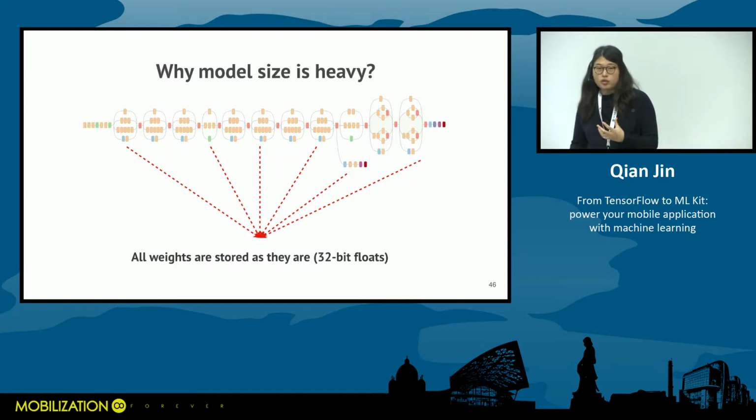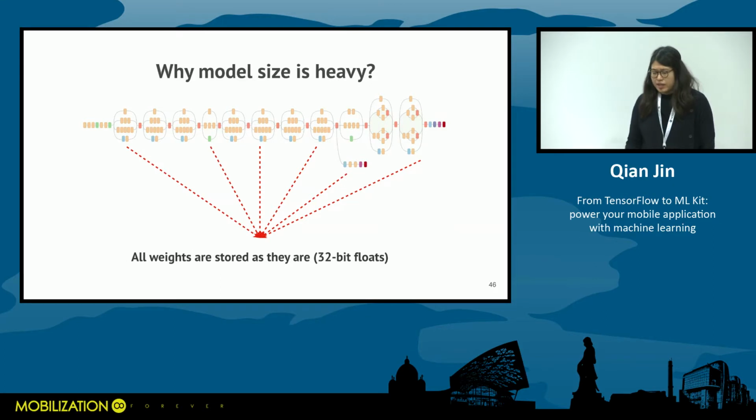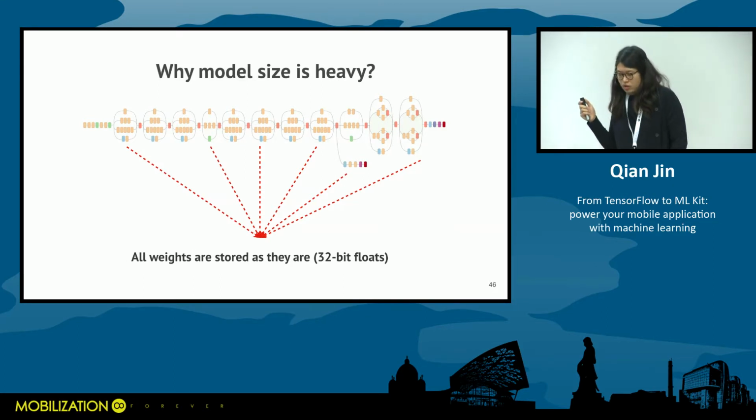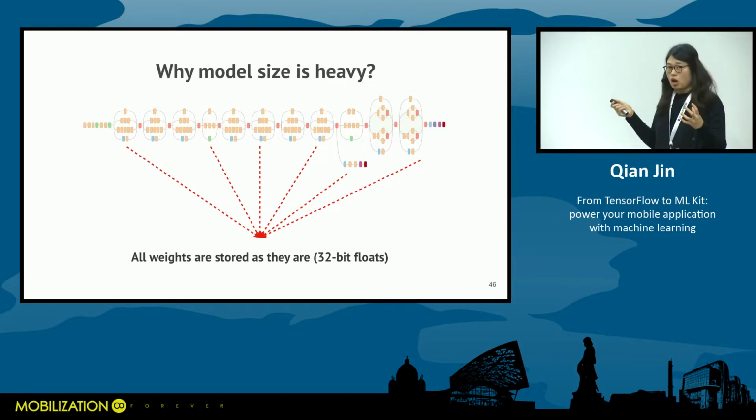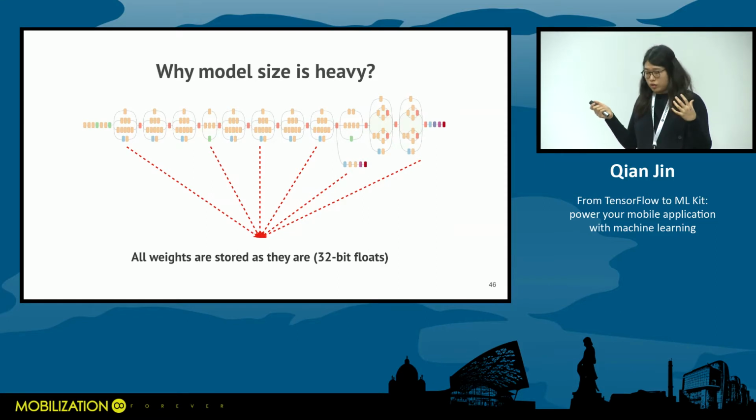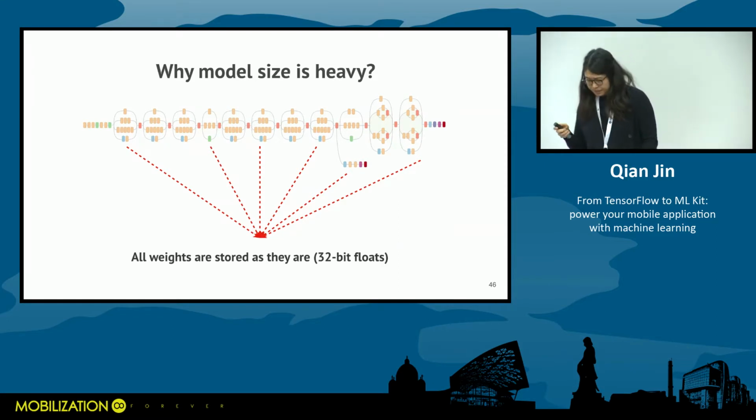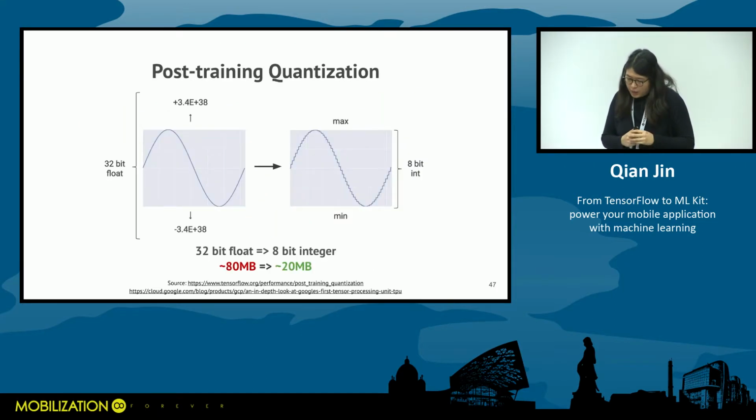The model size is huge. The model is almost 80 megabytes. As you can see, this is a very huge neural network. All the weights have been stored as they are, which means 32-bit floats. That's why the model is really, really heavy, like 80 megabytes.